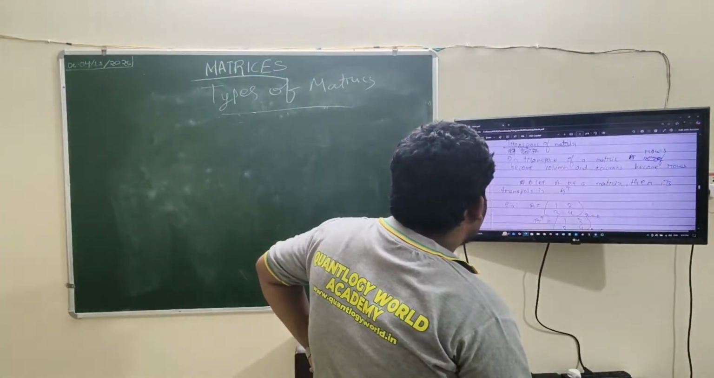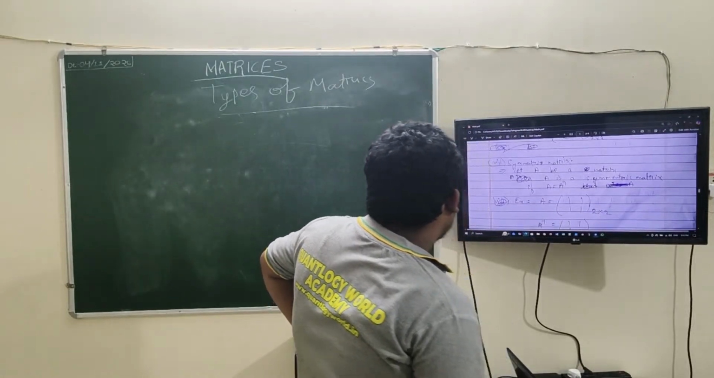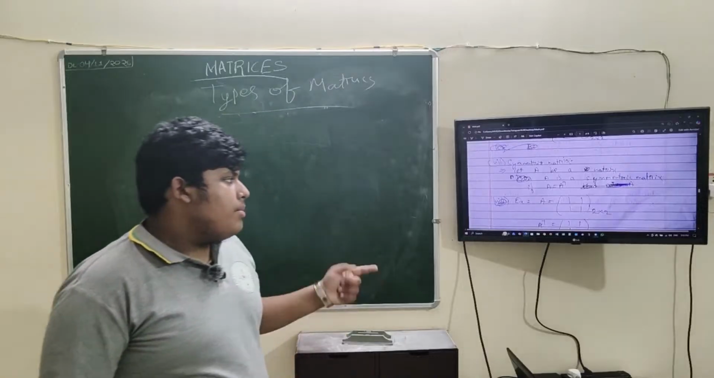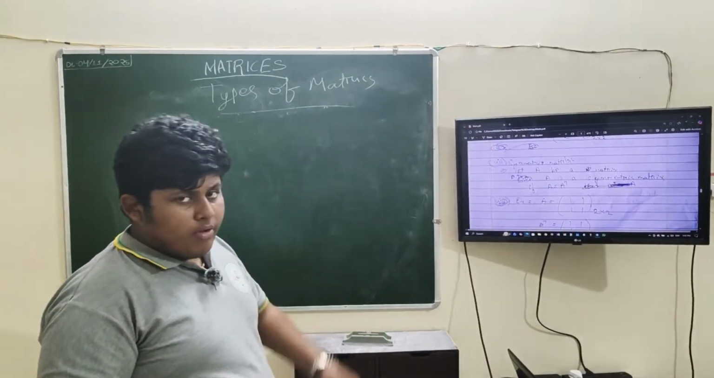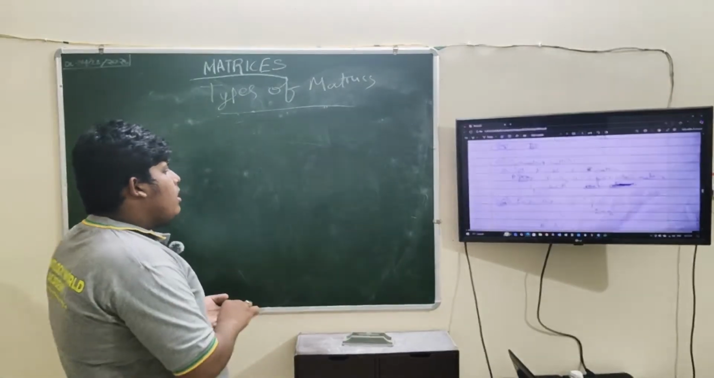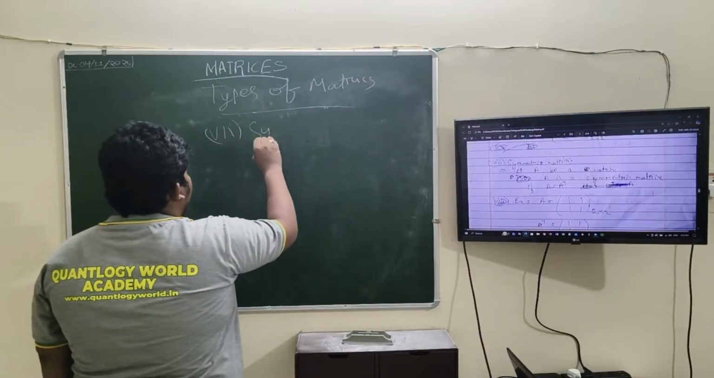Then we will see the next. Now we have studied the transpose of a matrix. Next we will go to the symmetric matrix, then the skew symmetric matrix. These are the last two types of matrix, and this topic will be covered. We will see the seventh type of matrix is symmetric.